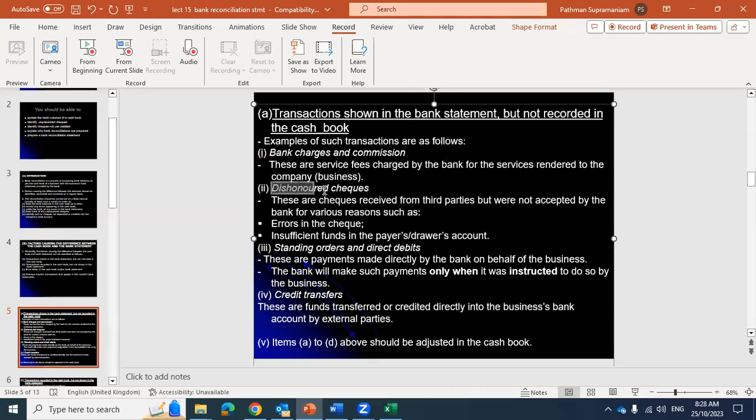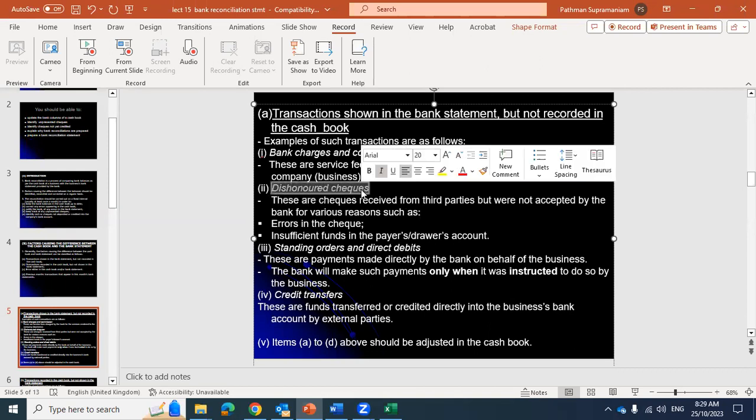Then you have dishonored check. Dishonored checks are where customers pay us by check and they don't have enough funds, so the check gets dishonored. The bank statement is going to record this first. Dishonored checks are always detected by the bank first. Hence, the dishonored check will be recorded in the bank statement. So we have to update our cash book and record this dishonored check amount.